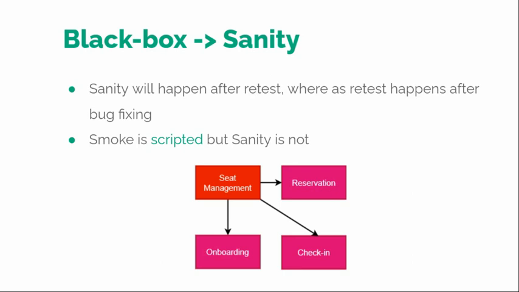Smoke is scripted, but sanity is not. If we compare it with the smoke test, where the smoke is always scripted, like turn on the laptop and make sure there is no smoke, the sanity test is not scripted. So it's basically doing the same thing but from a different perspective. Let's say we have made a change in seat management. We just run a couple of tests on the reservation, like whether it's working, onboarding, and check-in. So we check it at a very high level, or surface level.